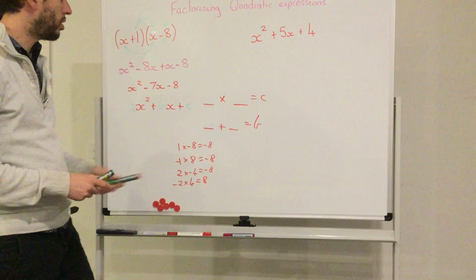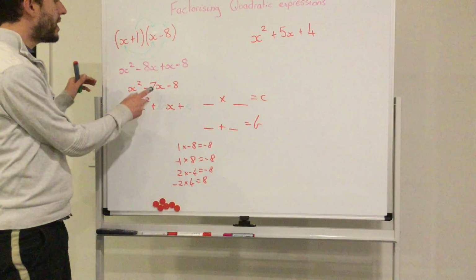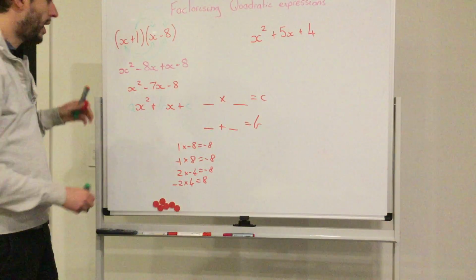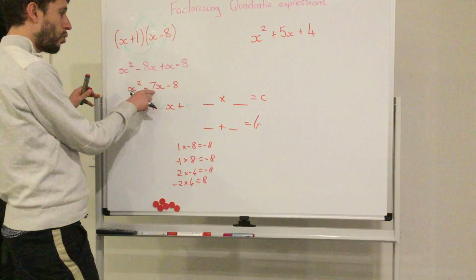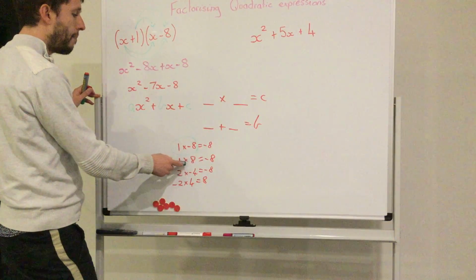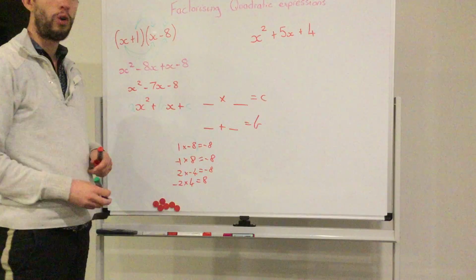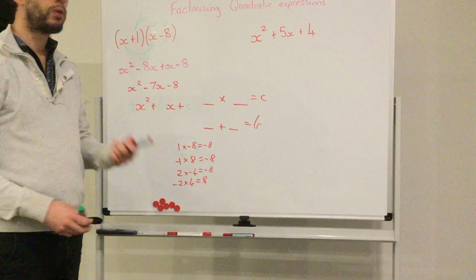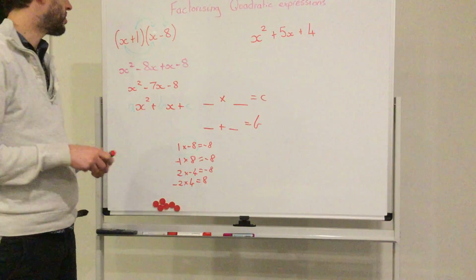Now what I need to do is go, okay, what if I add two together, it needs to equal b, and b is in this case negative 7. So I will have a look at each of these. 1 plus negative 8 equals negative 7, so this one is right so far. Negative 1 plus 8 equals 7, can't be that one. 2 plus negative 4, negative 2, can't be that. Or negative 2 plus 4 equals 2, can't be that. So we've only got one answer, and there should always only be one answer.